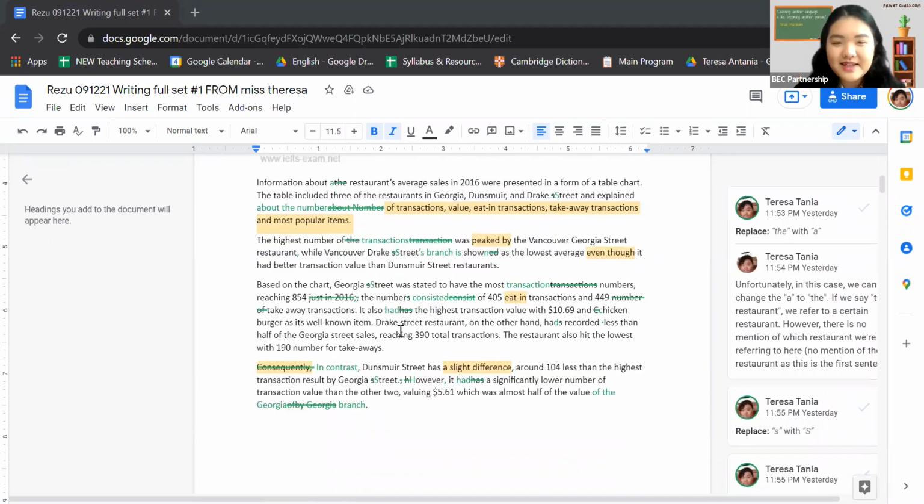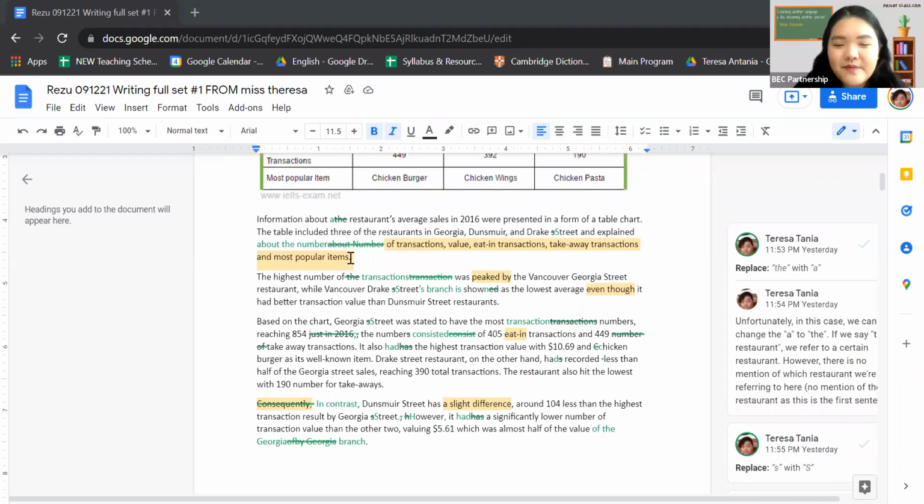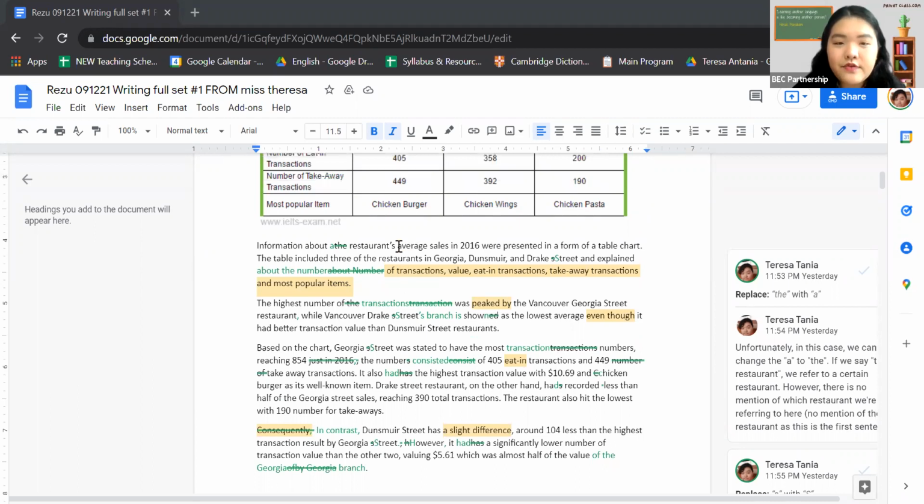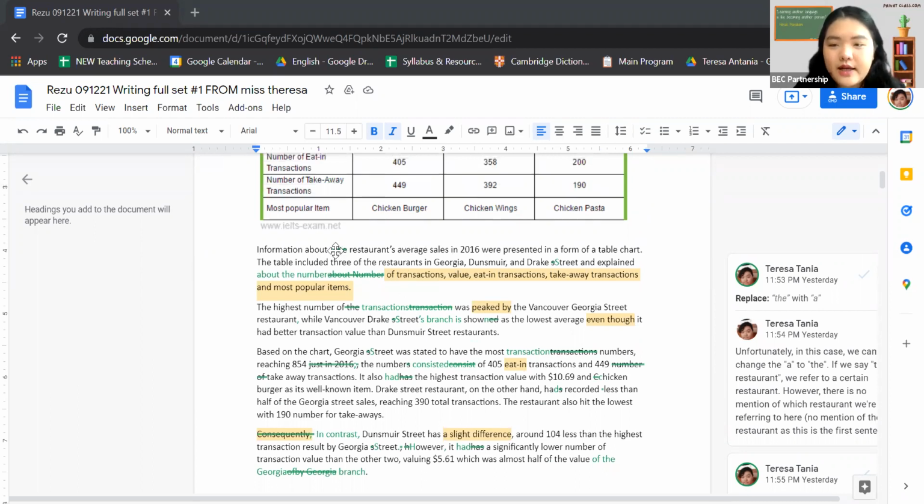But your mistakes here are mostly the details in the details. The details? Yes, the details. For example, I particularly find many mistakes about the and the articles here. Not that much, but there are quite some of them, and it's quite obvious. For example, the first one.